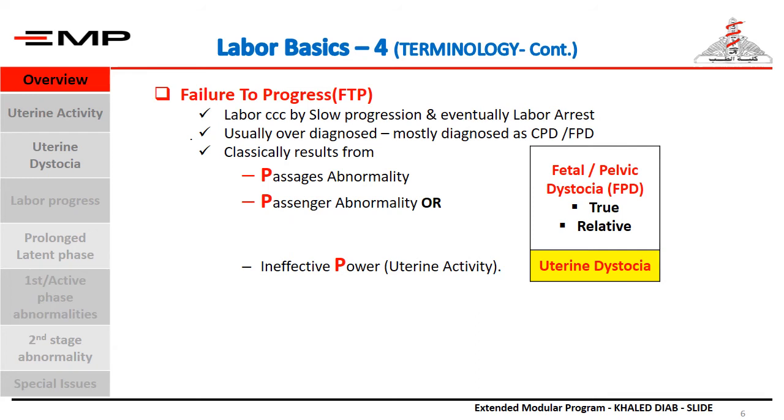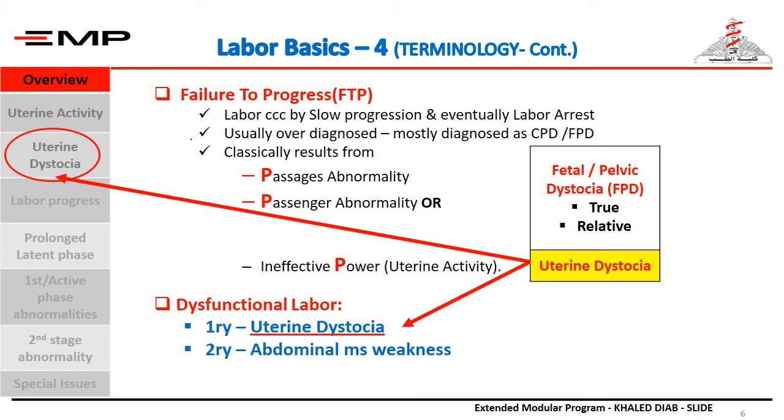Labor with failure to progress may be defined as labor characterized by slow progression and eventually labor arrest. Usually it is overdiagnosed and mostly diagnosed as cephalopelvic disproportion or fetopelvic disproportion, which classically results from either the 3 P's, the passenger, passage or power abnormalities. Dysfunctional labor may be primary, also known as uterine dystocia, or secondary, which results from abdominal muscle weakness.